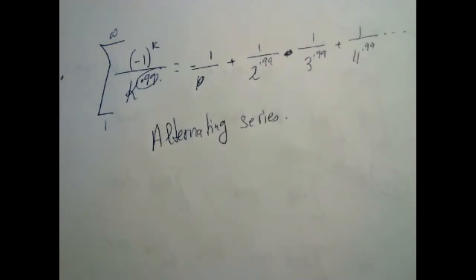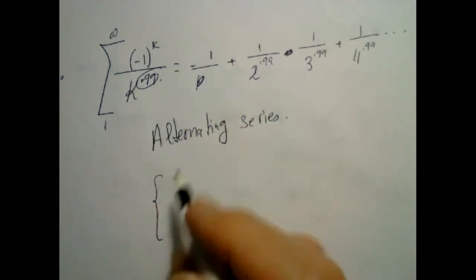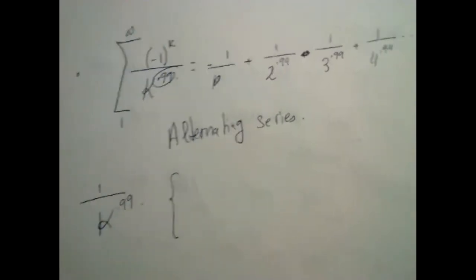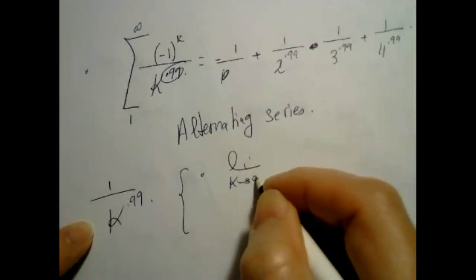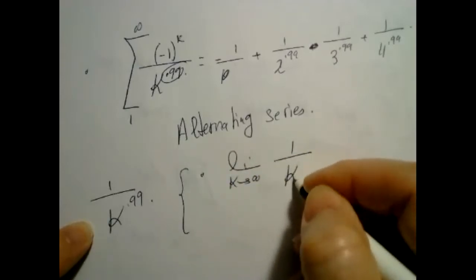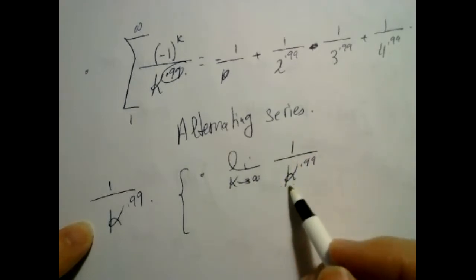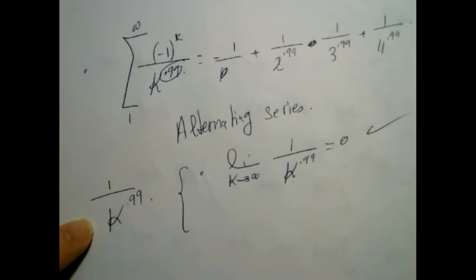Now, does this converge? That's an alternating series. If both conditions of the alternating series test are satisfied, it will converge. So what are the terms? The terms in absolute value here are 1/k to the 0.99. First, when k goes to infinity, this term goes to 0. The first condition is satisfied.